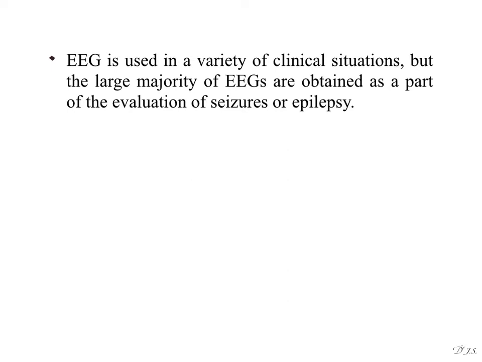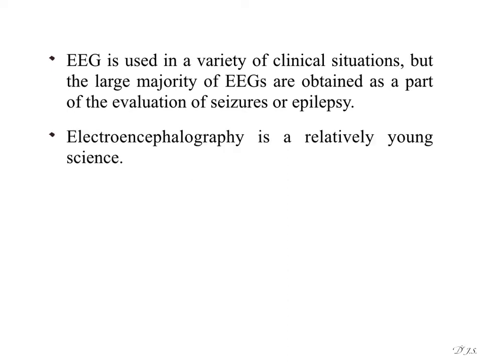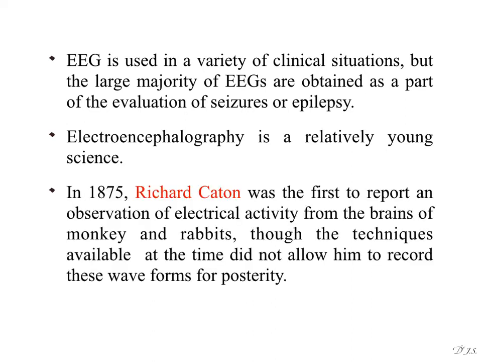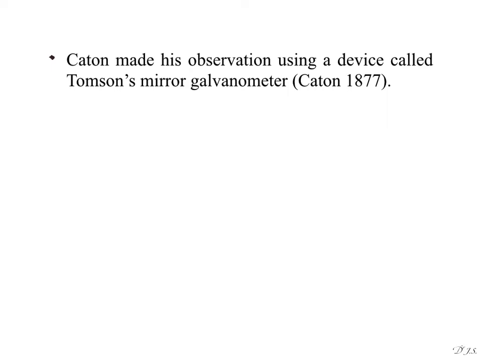EEG is used in a variety of clinical situations, but the large majority of EEGs are obtained as a part of the evaluation of seizures or epilepsy. Electroencephalography is a relatively young science. In 1875, Richard Caton was the first to report an observation of electrical activity from the brains of monkeys and rabbits, though the techniques available at the time did not allow him to record these waveforms for posterity. Caton made his observation using a device called Thomson's mirror galvanometer.